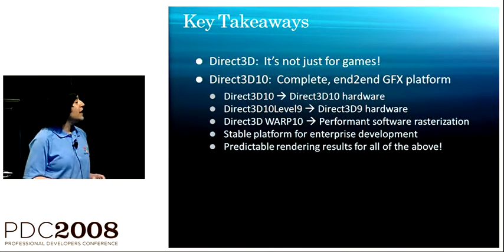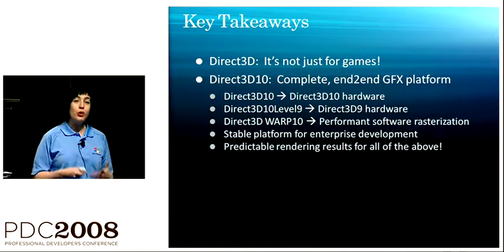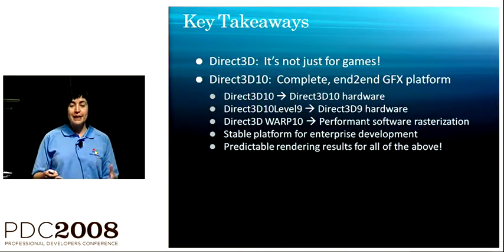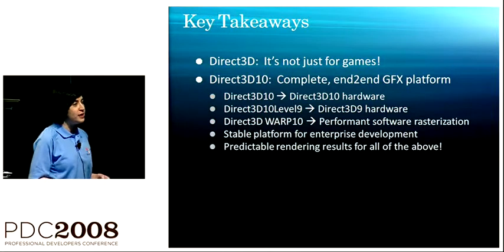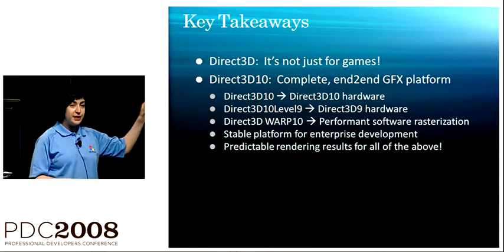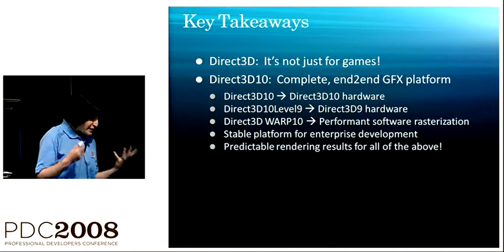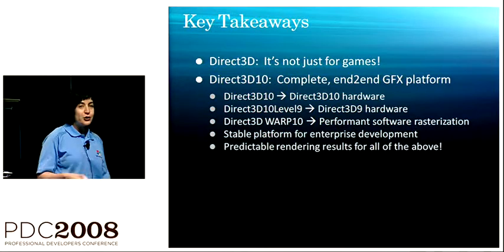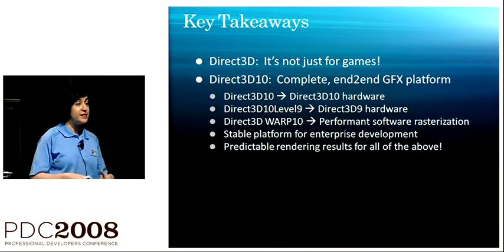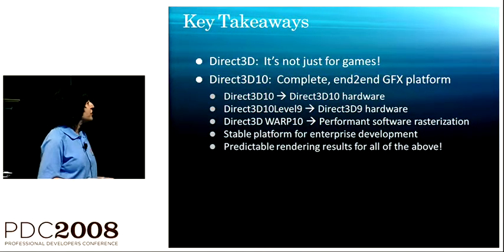And to help you do that, with Direct3D 10, what we're presenting in Windows 7 is a complete end-to-end graphics platform that scales all the way from Direct3D 10 hardware down to a very performant software rasterization solution, so that you can really have a stable and predictable rendering environment for your 3D applications that you know can run in a variety of hardware scenarios.